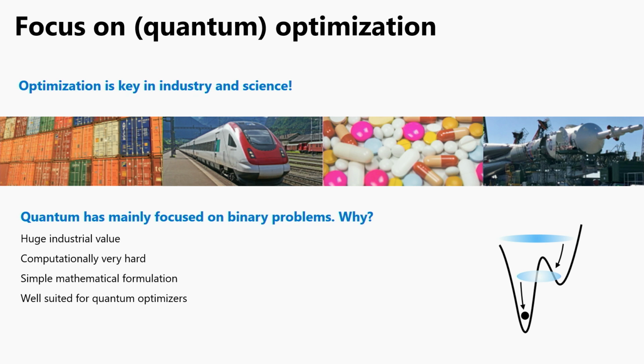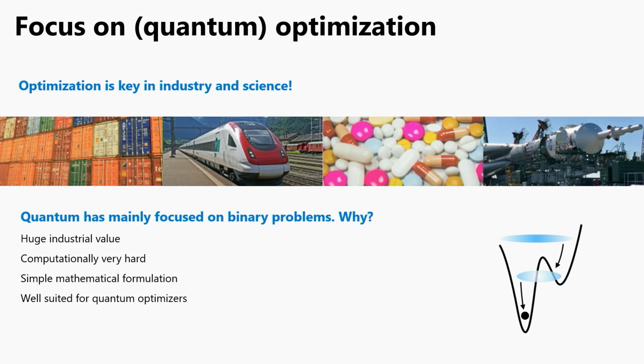Now, quantum optimization has mainly focused on binary problems. These are problems where the variables can take values 0 or 1 or plus minus 1. And the reason is very simple. They have a huge industrial value. I will show you a broad selection of these problems in the next few slides. They have a simple mathematical formulation. Unfortunately, they're computationally very, very hard, but because of this simple mathematical formulation, and don't worry, I will not show you any equations, they're very well suited for quantum optimizers.